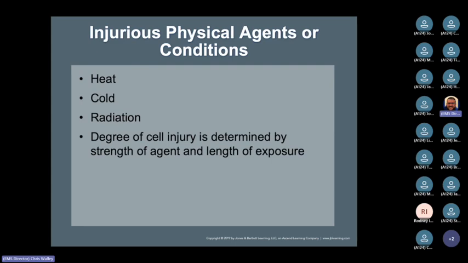Physical agents such as heat, cold, and radiation may cause cellular injury. Obviously, burns, frostbite, radiation sickness. The degree of cell injury is determined by the strength of the agent and the length of exposure.